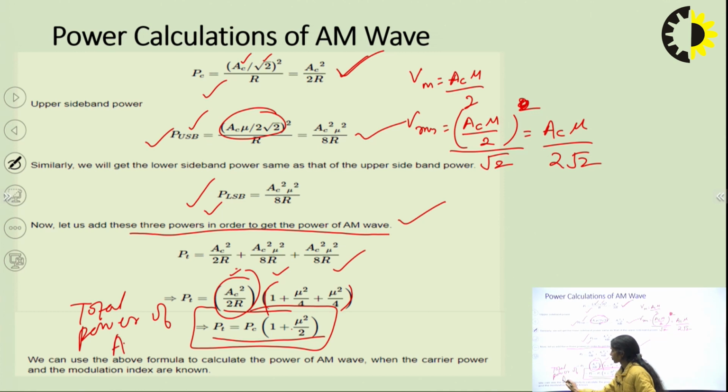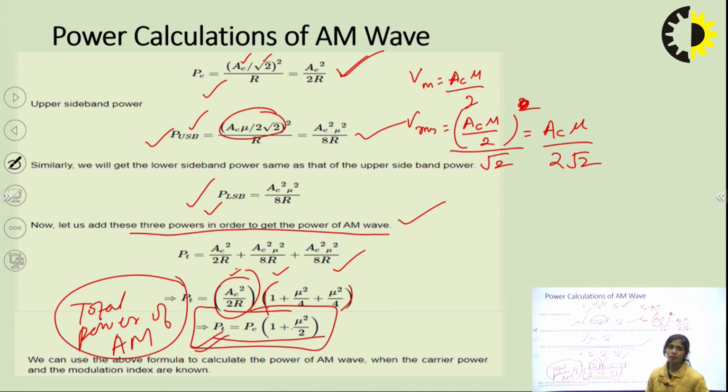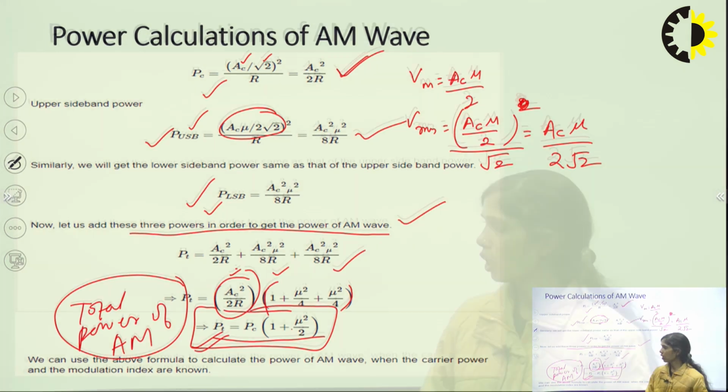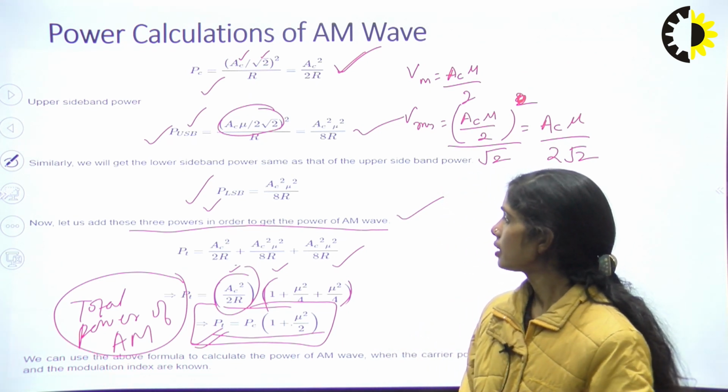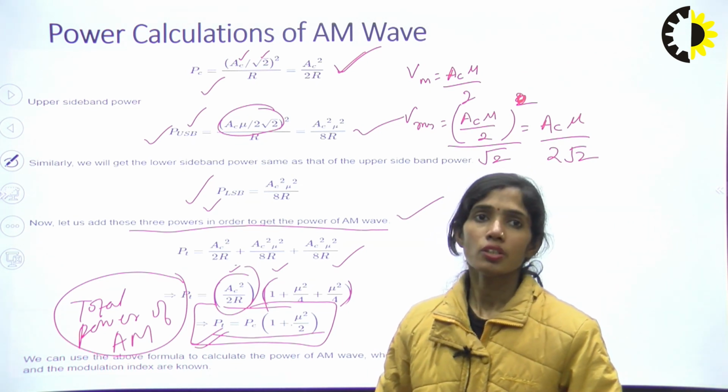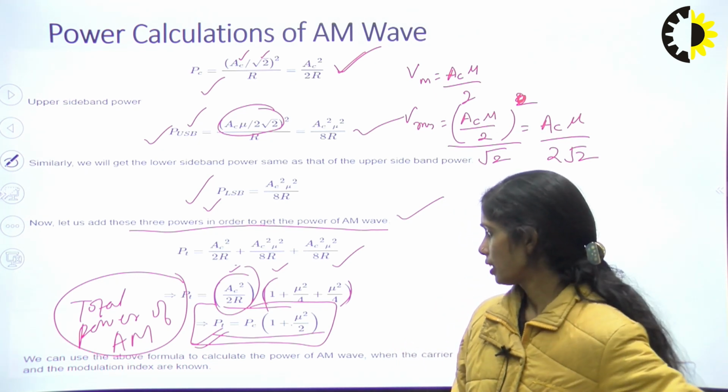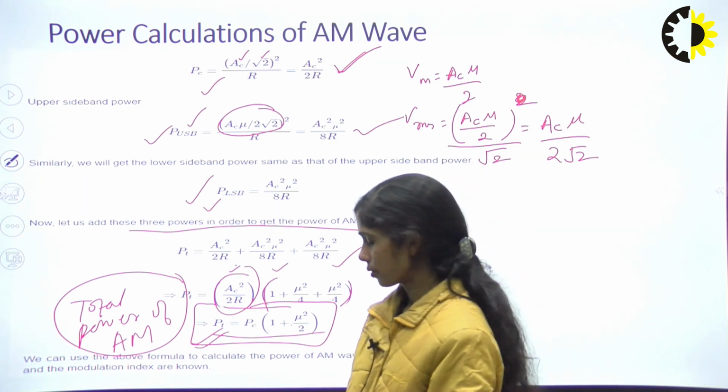This represents the total power of the AM wave. What does it signify? It signifies that my AM signal is going to be transmitted with total power represented by this equation. We can see this formula and calculate for our practical system how much power we want to transmit. On the basis of this, we can design our communication system easily with the help of this power calculation.